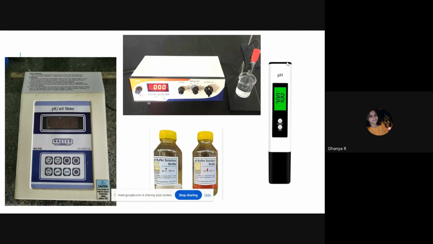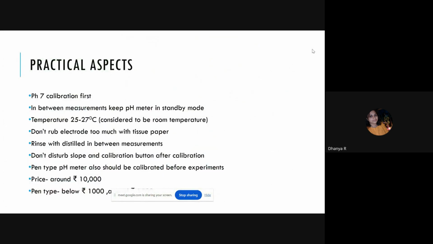आप पेन टाइप pH मीटर भी यूज कर सकते हैं. इसमें भी सेम कैलिब्रेशन करना बहुत ही इम्पोर्टेंट है. हर बार आप करेंगे उससे पहले कैलिब्रेशन करना बहुत ही इम्पोर्टेंट है. तो प्रैक्टिकल एस्पेक्ट्स, ये जो pH एनालिसिस में आपको जो देखना है, दैट इज कैलिब्रेशन.